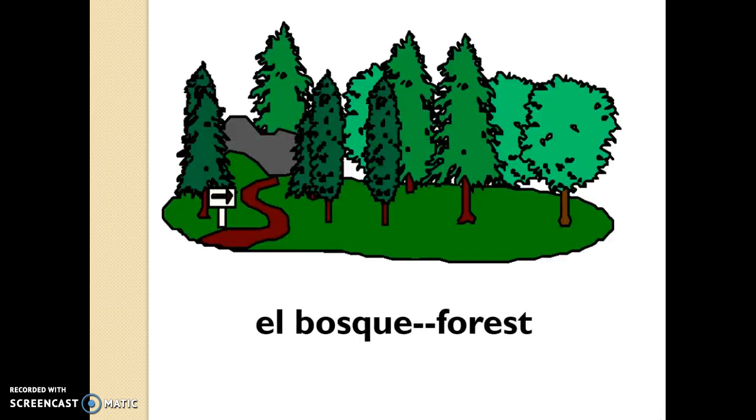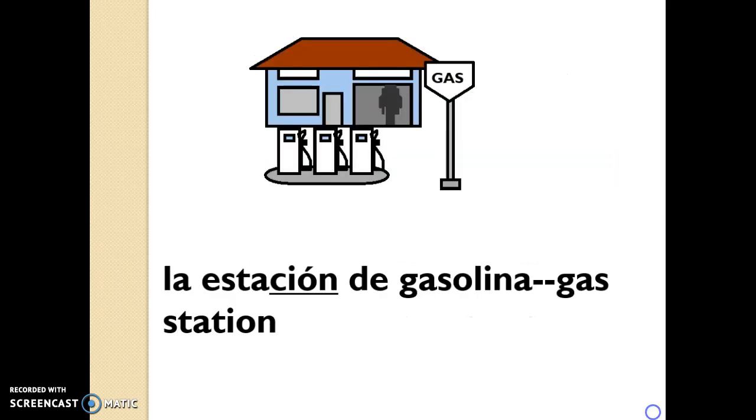El bosque is forest. Remember, Q-U-E sounds like K. Bosque is forest. Here's another one of those combinations, so you know la estación de from fire station, and now we're just going to change bomberos to gasolina. La estación de gasolina. Definitely can tell that's a cognate, the station of gasoline.